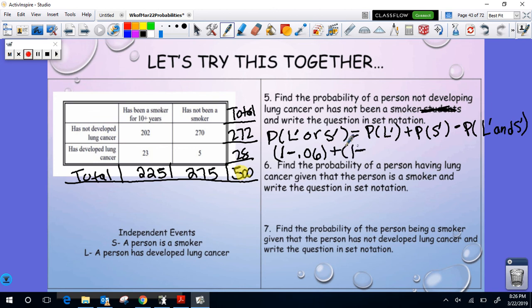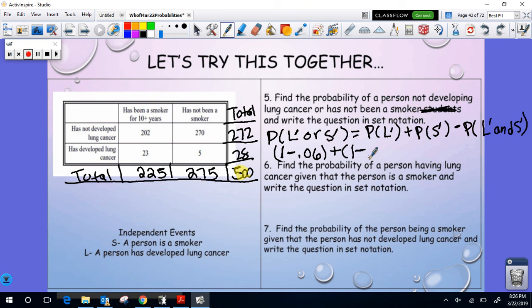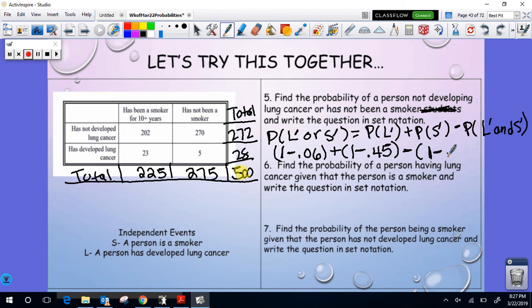Plus 1 minus the probability of a person being a smoker. We already have that. That's 0.45. Or you can calculate it the way you already did with the other one. And then we're going to take that and minus it. Since these are complements, 1 minus the probability of them having lung cancer and being a smoker, we already calculated that to be 0.03. So we're going to say minus 0.03, and let's see what we get.